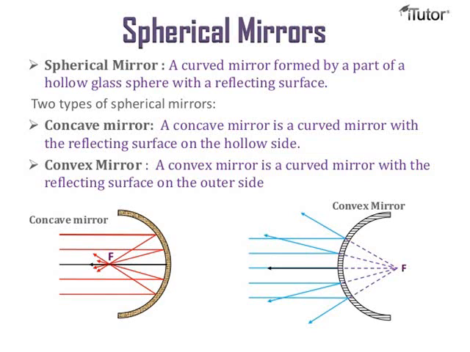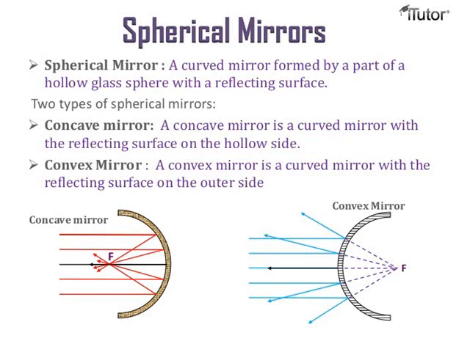So if the reflecting surface is in the hollow of the sphere, inside the sphere, then it is a concave mirror. A convex mirror is a curved mirror with the reflecting surface on the outer side. If the reflecting surface is on the outer side, then it is a convex mirror. You can see in the diagram.